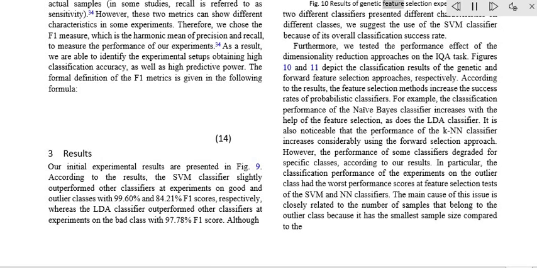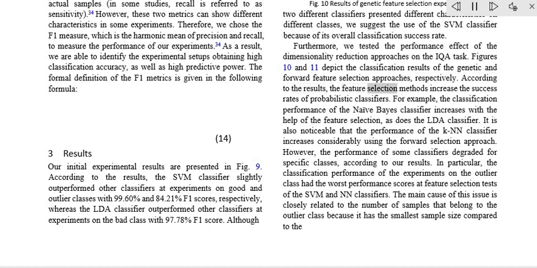Figure 10: results of genetic feature selection experiments. Two different classifiers presented different characteristics on different classes. We suggest the use of the SVM classifier because of its overall classification success rate. Furthermore, we tested the performance effect of the dimensionality reduction approaches on the IQA task. Figures 10 and 11 depict the classification results of the genetic and forward feature selection approaches, respectively.